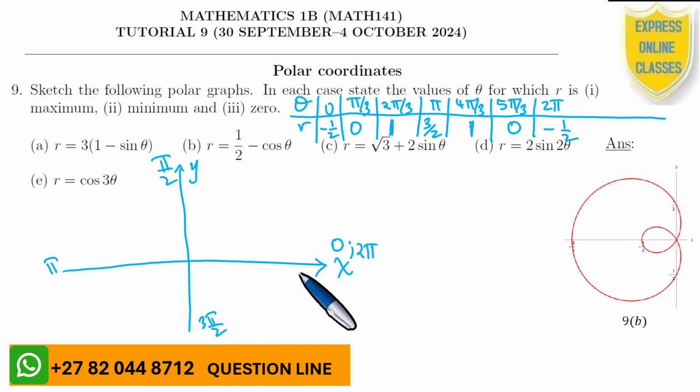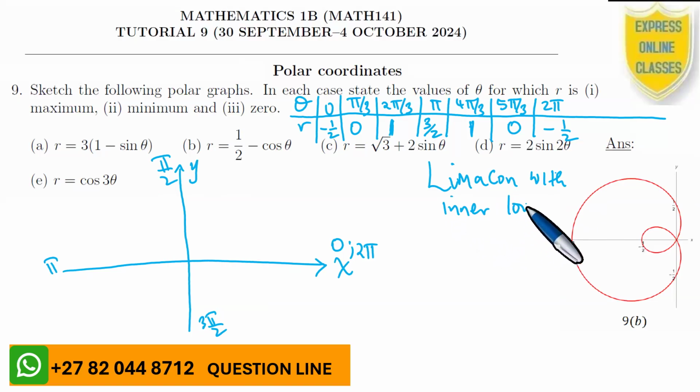Now, we continue. Right, so now let us focus on the following shapes. Right, this shape has a specific name. It is called a limacon. It's called the limacon with inner loop. With inner loop. So it is called the Limacon with inner loop.